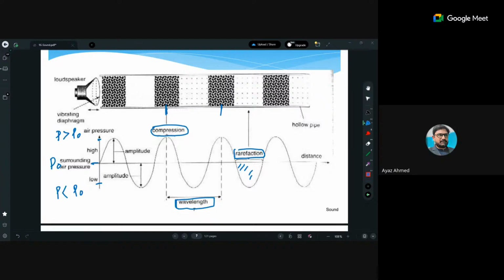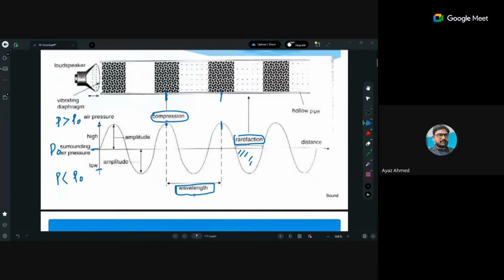But if the graph is shown in this way, it does not mean that there is a transverse wave. It means that it is a longitudinal wave. But the graph is the graph of vibration of particles, that is, amplitude. So the distance between two peaks would be equal to one wavelength.